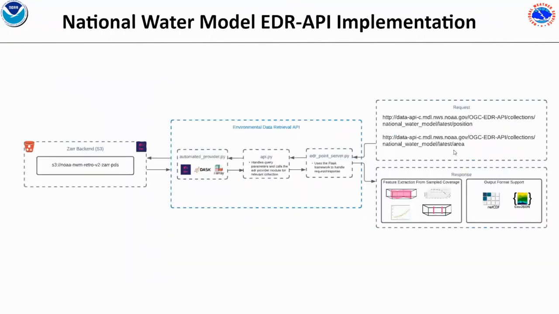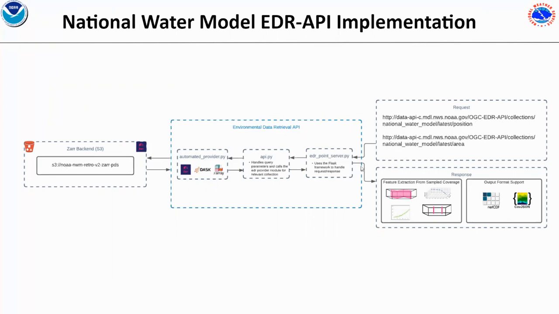Getting a little bit more detailed here, Rich and I recently have been working on an EDR API backend that connects directly to an S3 bucket where he's hosting Zarr data. So this is a very simple approach. Here are the EDR API requests. So we have a position and area. Area has not been developed yet, but I'll show position soon here.